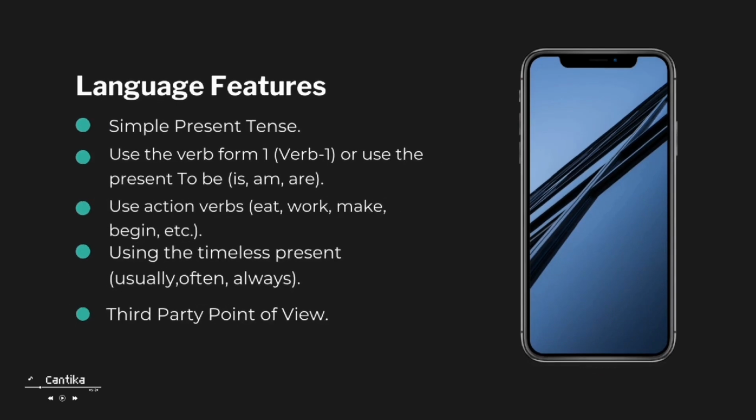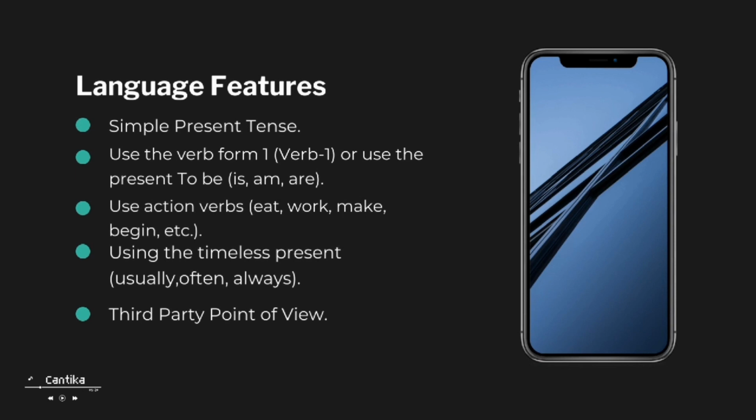Language feature in the text report. The first is the simple present tense. Simple present tense is a sentence with a verb form pattern that states an event that is taking place in the present. The second, use action verb. Example is eat, work, make, and start.